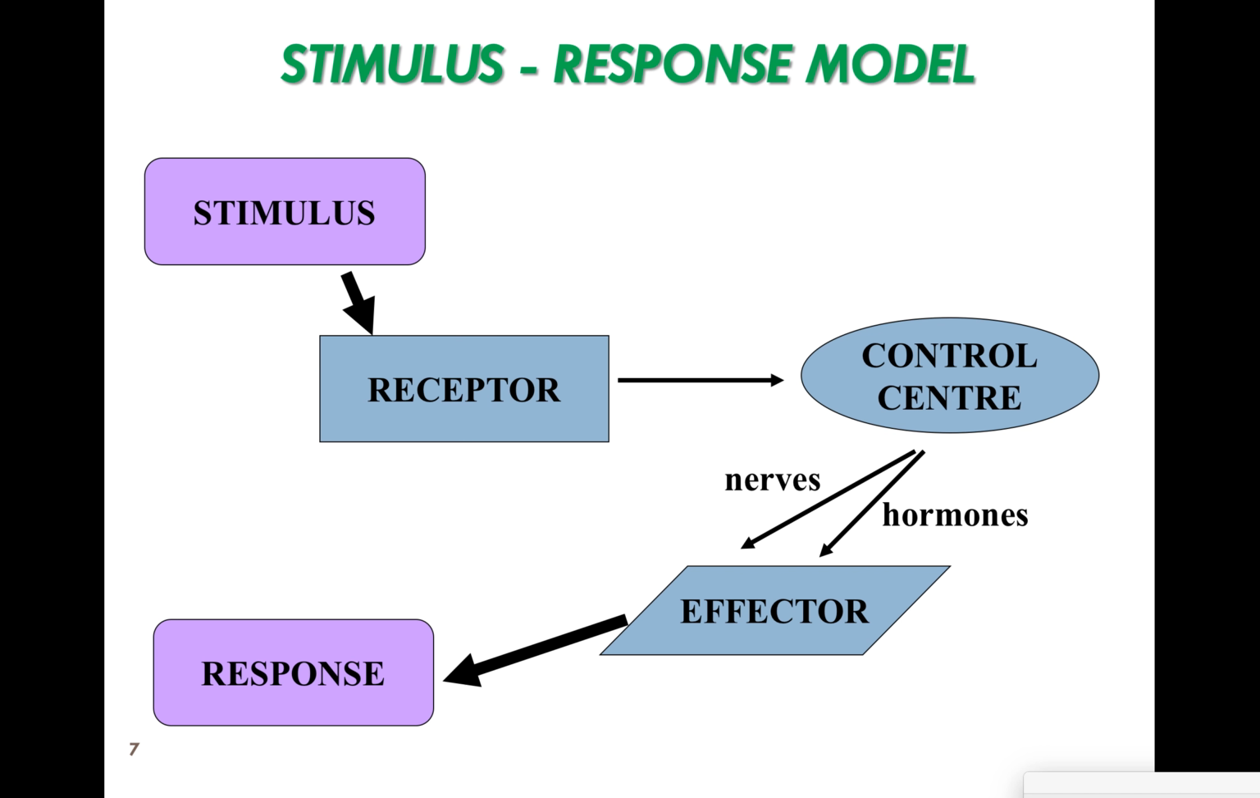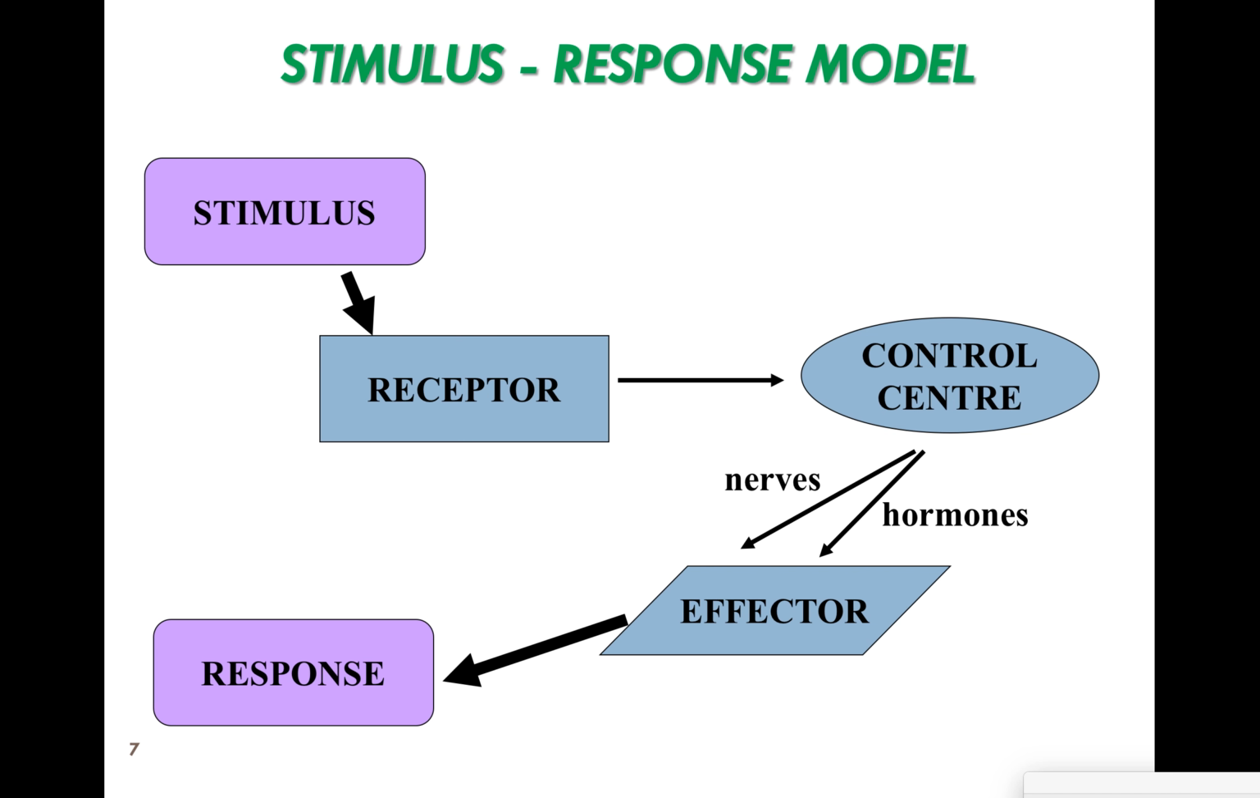The control center, my brain, is going to try and get my body to respond to that threat. And the way it's going to do that is it's going to transduce a response. So it's going to transduce a signal, maybe through nerves and hormones. I'll focus on the hormone here.